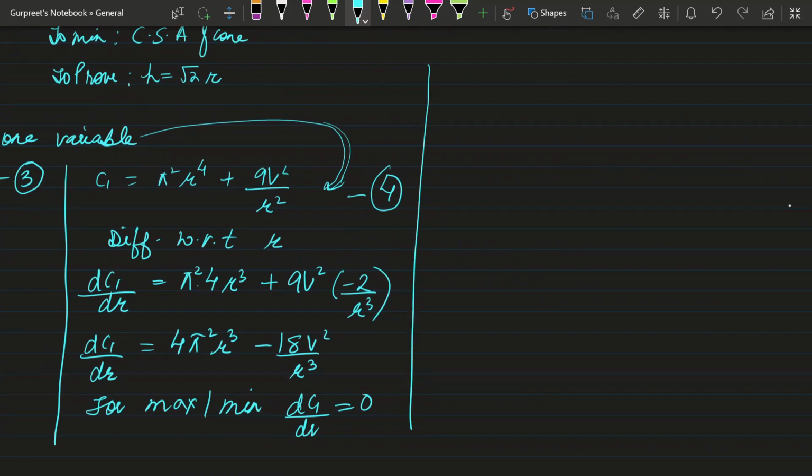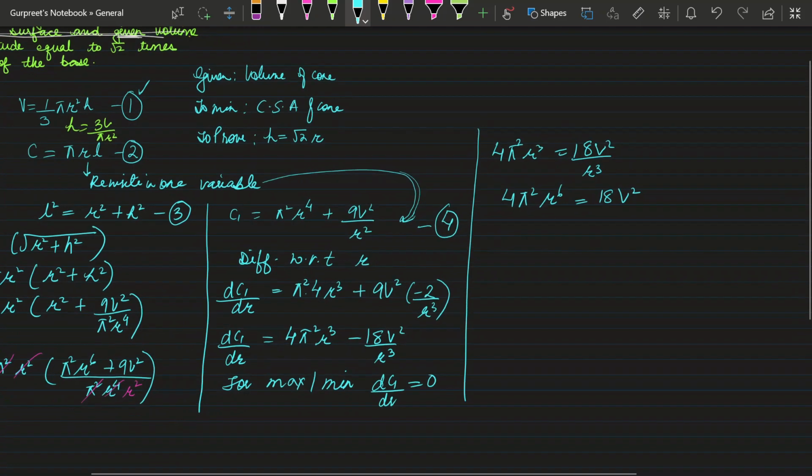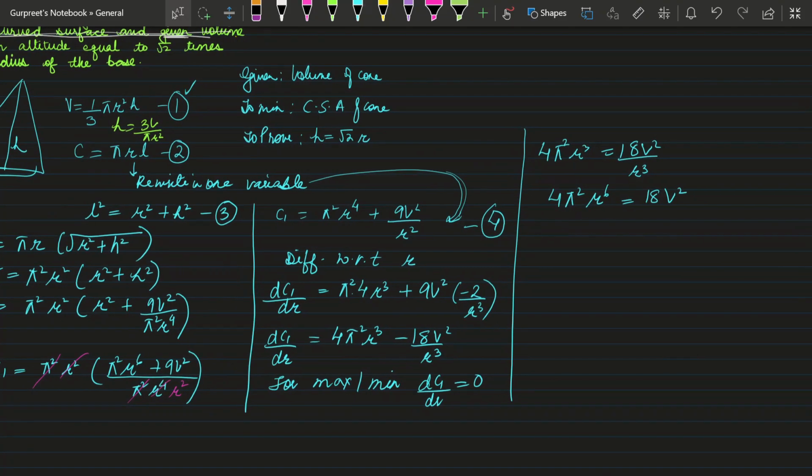I'm putting it equal to 0, which means 4 pi square R cube is equal to 18 V square divided by R cube. Cross multiply. 4 pi square R raised to the power 6 is equal to 18 V square. I told you in the beginning, the moment you put the first derivative equal to 0, you get the proving part. What do we have to prove in the question? You have to prove that H is equal to root 2R. Are you getting the proving part over here? No, rather we are getting this equation.